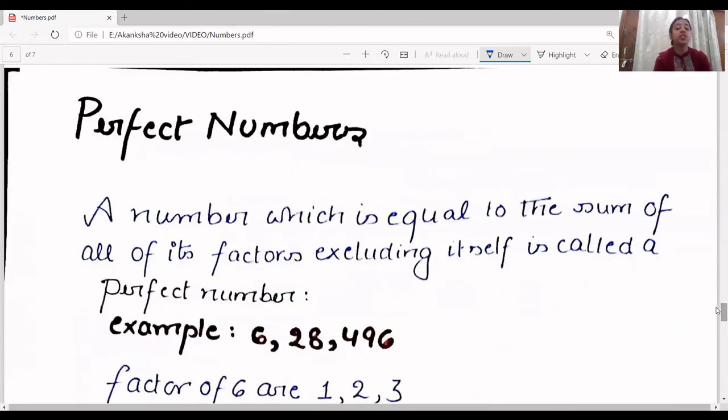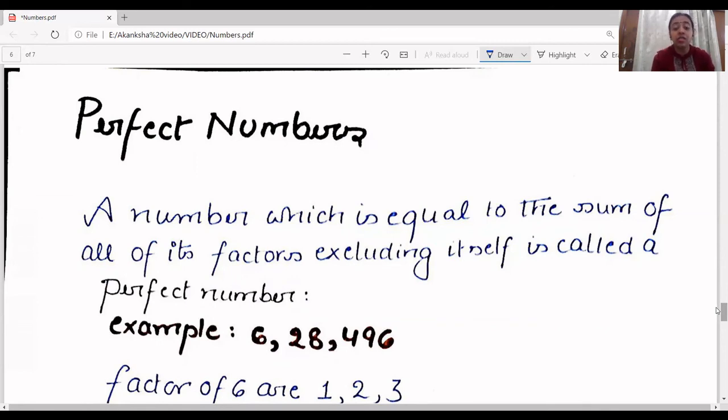Now moving ahead to understanding the concept of perfect numbers. Now what is a perfect number? A perfect number is equal to the sum of all its factors, excluding itself. Now, a number which is equal to the sum of all its factors. What do you mean by this?